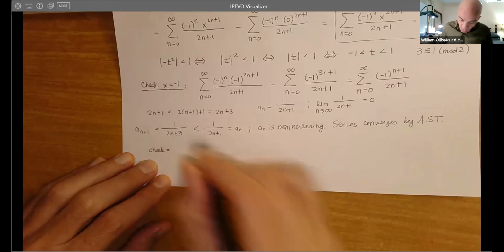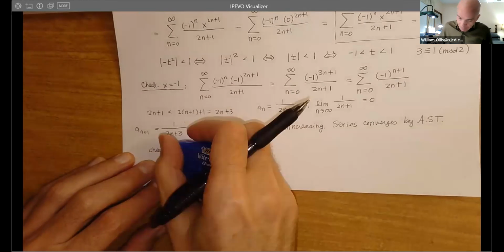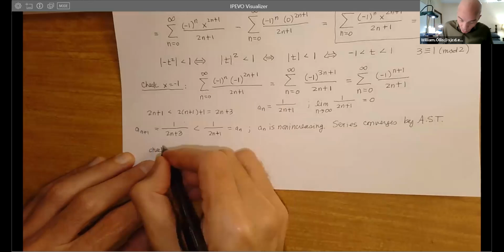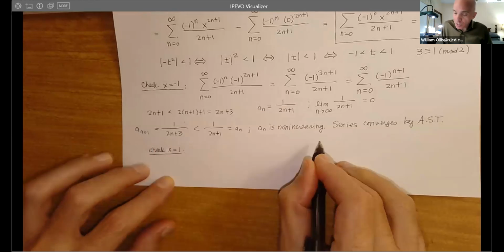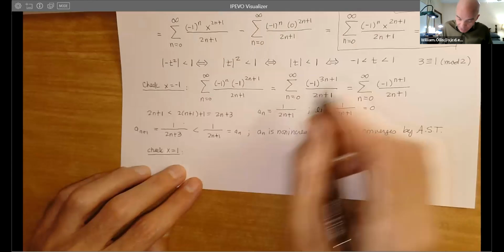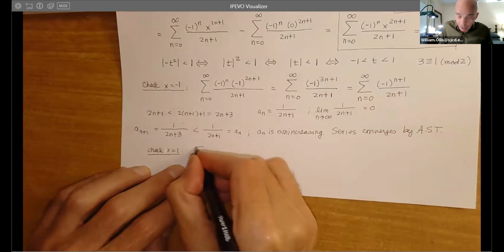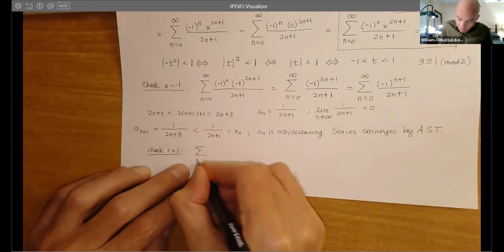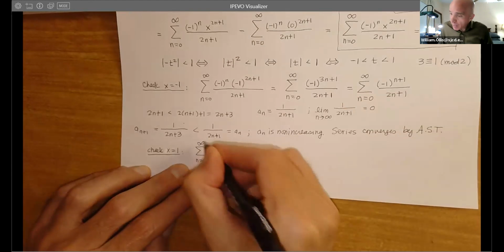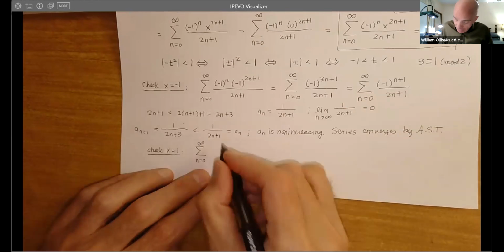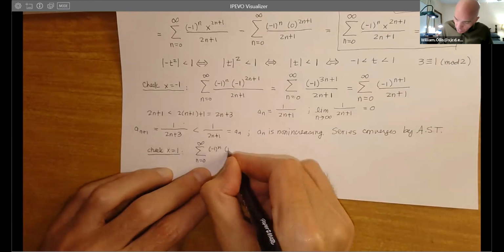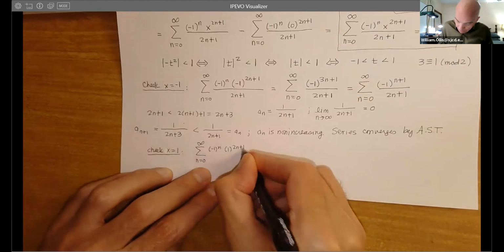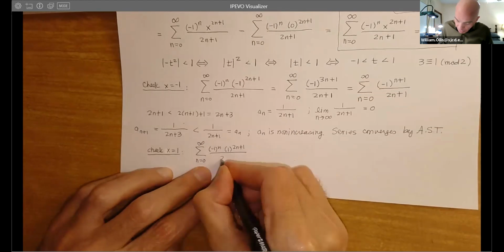Or excuse me, x equals 1. So here, let's just change that to a 1. So let's go to our series. This will be a little bit easier. So we have n equals 0 to infinity, and we've got (-1)^n, and then, of course, 1 to the 2n plus 1 over 2n plus 1.